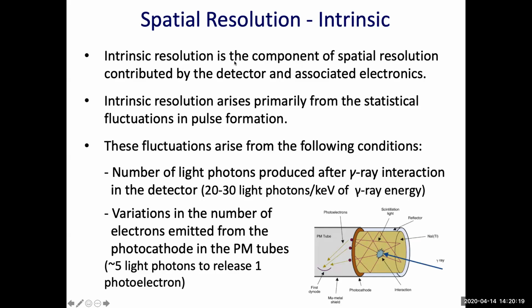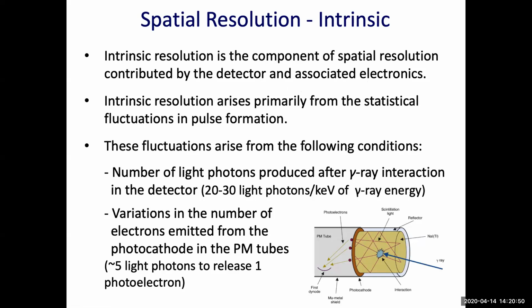Start with the intrinsic spatial resolution. Intrinsic resolution is the component of spatial resolution contributed by the detector and associated electronics without the collimator. Intrinsic resolution arises primarily from statistical fluctuation in pulse formation. These fluctuations arise from the following conditions. So the problem of intrinsic resolution is the fluctuation inside the detector. And why does this fluctuation happen inside the detector?